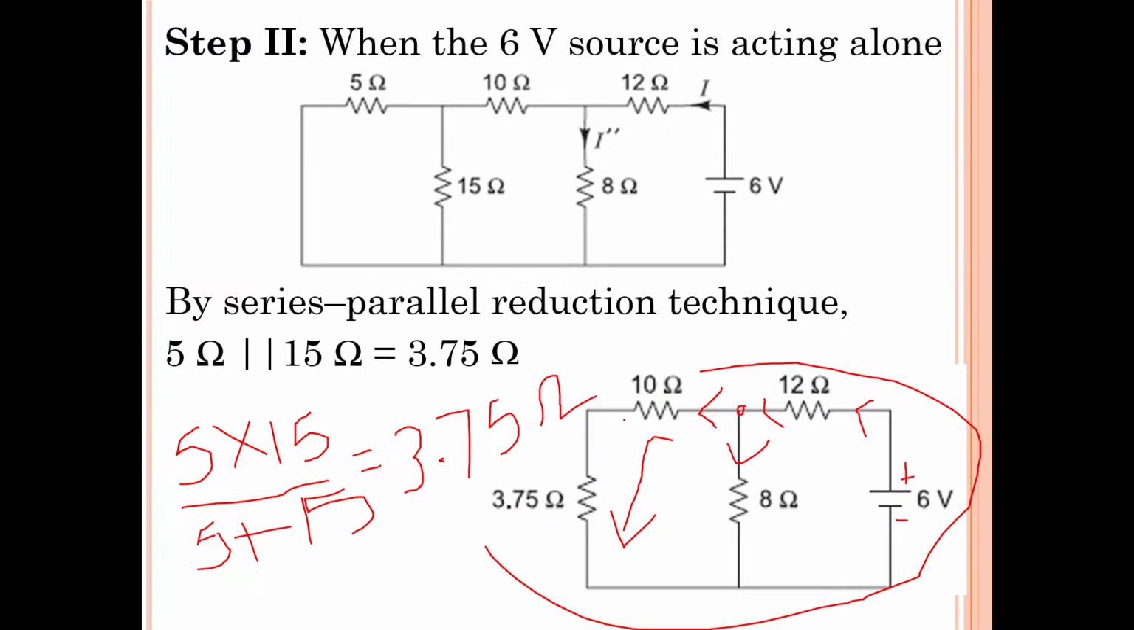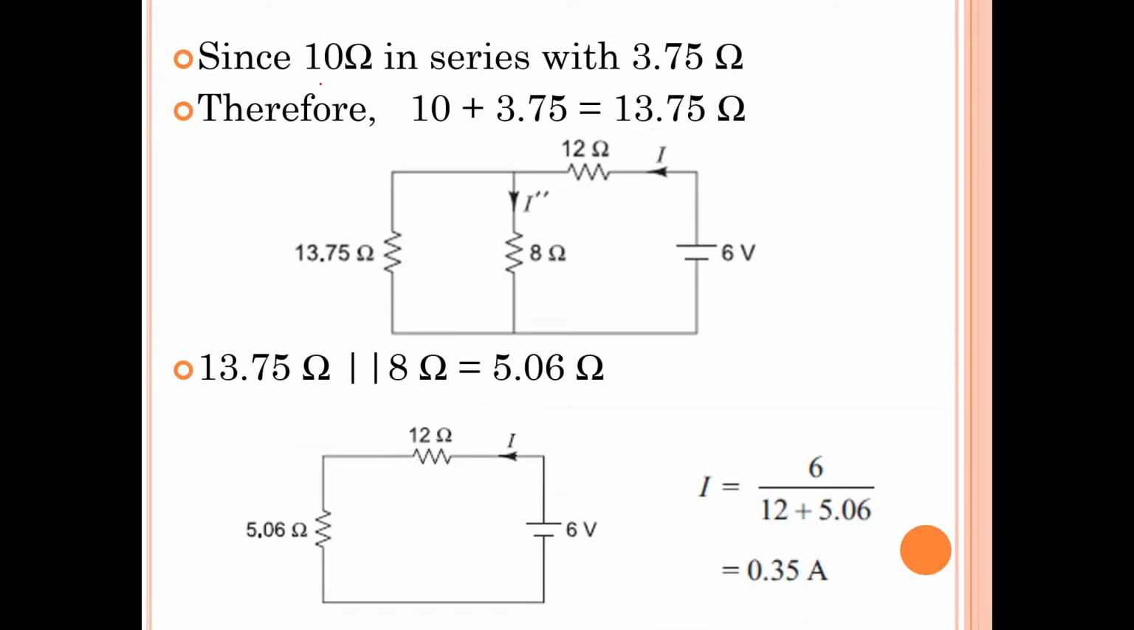That means this 10 ohms and 3.75 ohms, since the same current flows through these two, are said to be connected in series. So 10 ohms is in series with 3.75. What is the total resistance of series connected elements? Simply add the resistance values: 10 plus 3.75, that is 13.75 ohms is the total resistance.